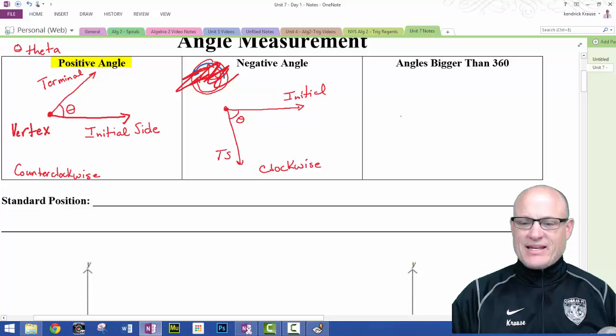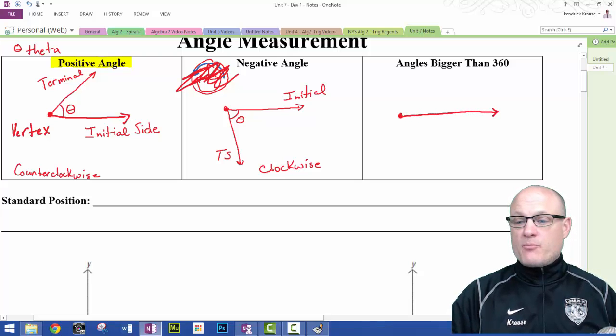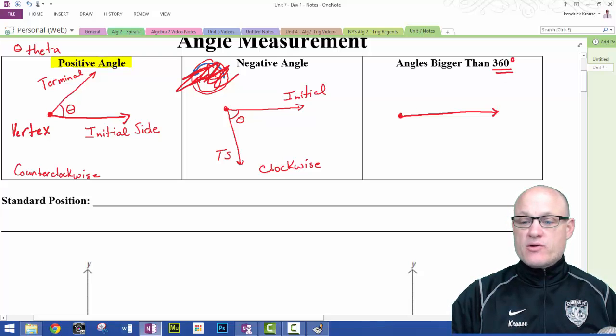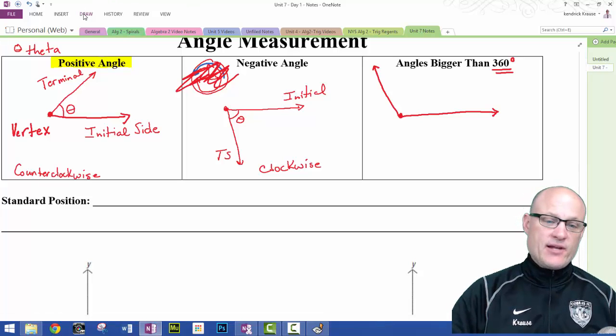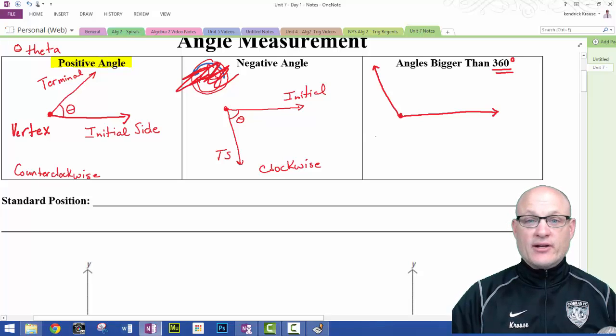All right. In my young days as a snowboarder, I constantly was in that half pipe, doing big, huge air tricks of things bigger than 360 degrees. So that's my initial side, and let's say that would be my terminal side. Well, you're saying to yourself, that's not bigger than 360 degrees, Mr. Krause. I've got to turn this video off. This math teacher's an idiot. He doesn't know what he's talking about.